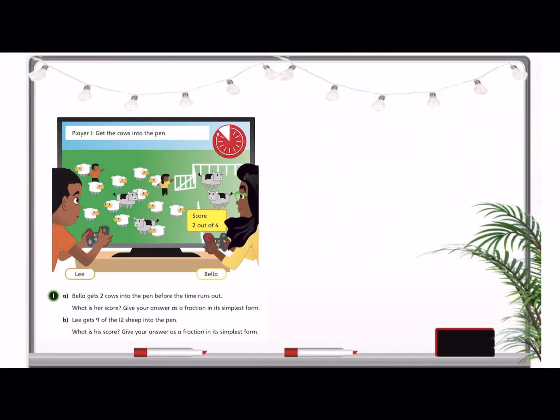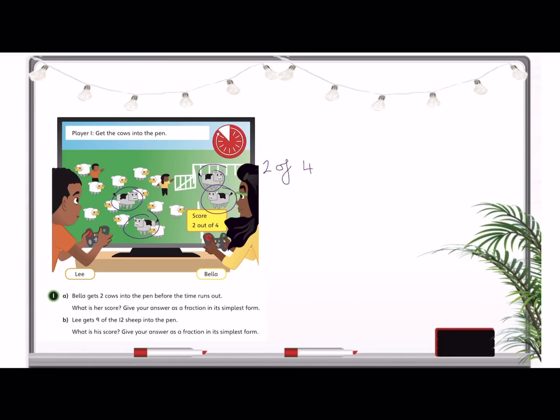Okay, so if we have a look at part A, Bella gets 2 cows into the pen before the time runs out. What is the score? Okay, so if we have a look at the picture here, we can see that there are 1, 2, 3, 4 cows all together. So we know the total of cows she could have got into the pen was 4, and she managed to get 2 of the 4 into a pen.